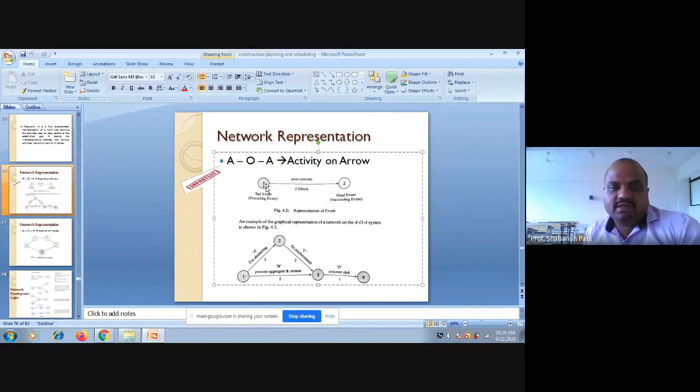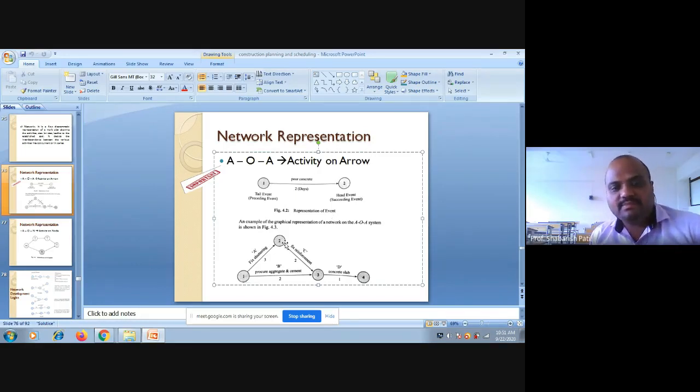So I have an event 1 here and I have an event 2. By definition, this becomes a tail event and this becomes a head event. Also, this becomes a preceding event for event 2 and this becomes a succeeding event for event 1. So from event 1 to event 2, my activity is pour the concrete, and how many days it takes is written down the arrow, which represents the duration of the particular activity. Please remember, anything written down the activity represents duration of that particular activity. So pour the concrete takes 2 days. This is how we represent the activity on the arrow.